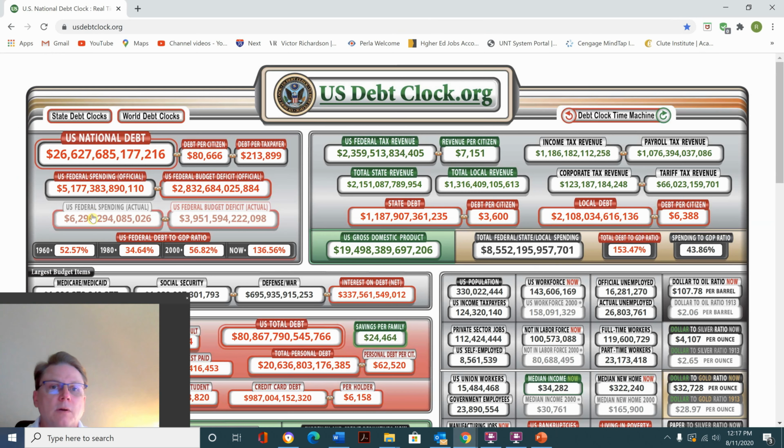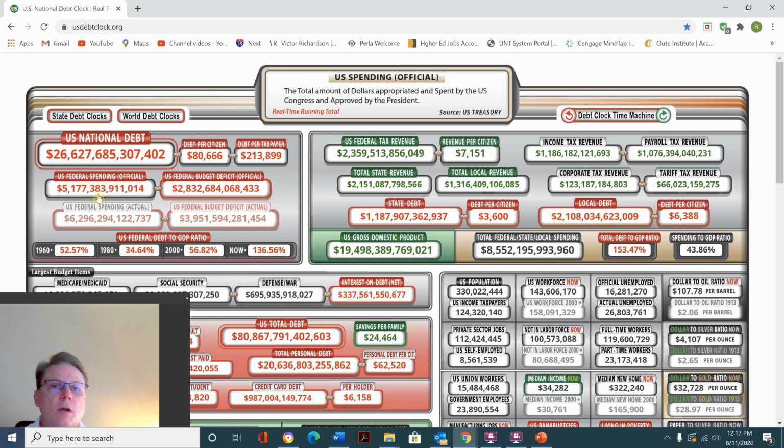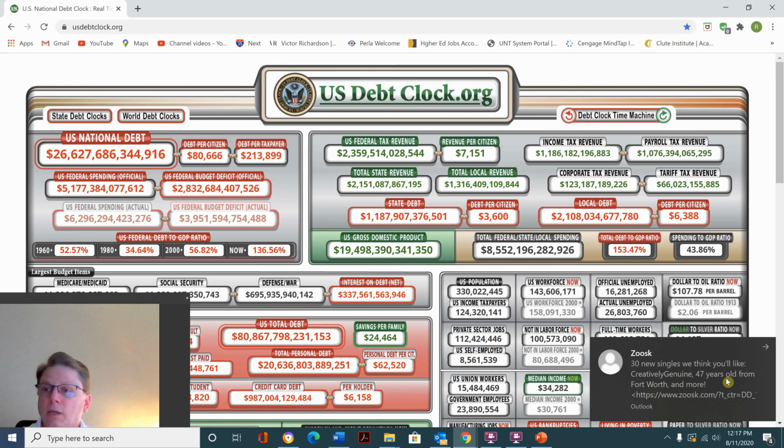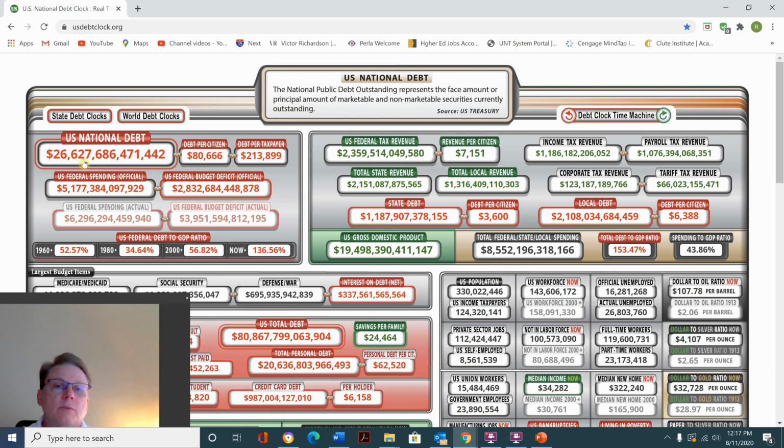This, by the way, is how much we've spent officially and how much we spent unofficially. That's how much the actual spending is. And this is our national debt. And this is our deficit for the year. The deficit is 1 year, the current fiscal year that we're in. The debt is how much we've accumulated through all the fiscal years. So right now we're 26 and 2/3 trillion worth of debt. And for the year, officially, we're 2.8 trillion, and actually, we're almost 4 trillion in debt.